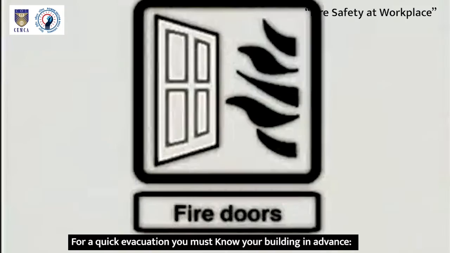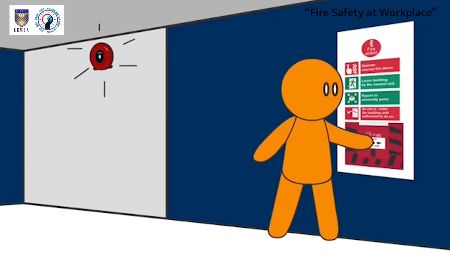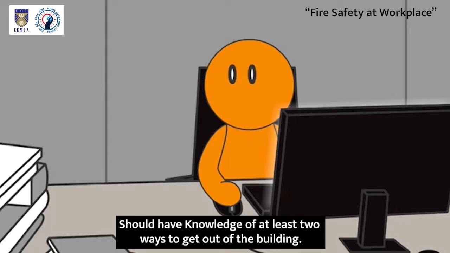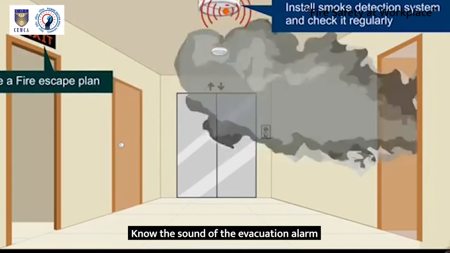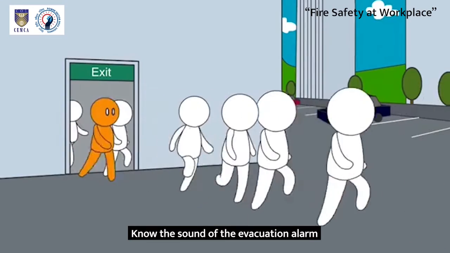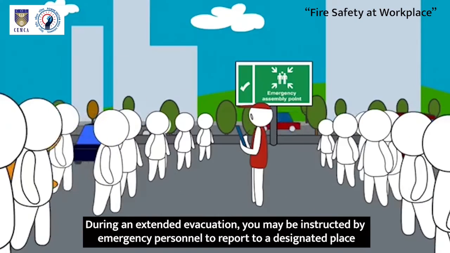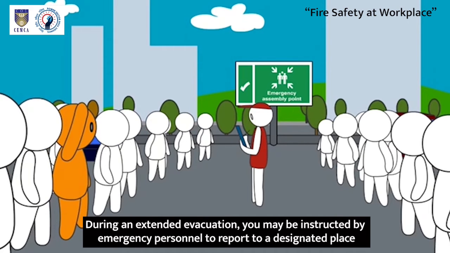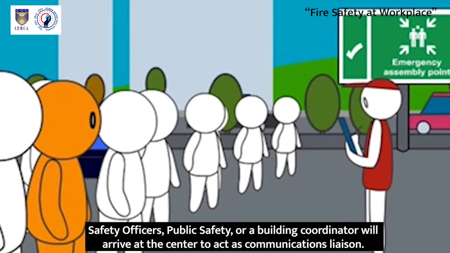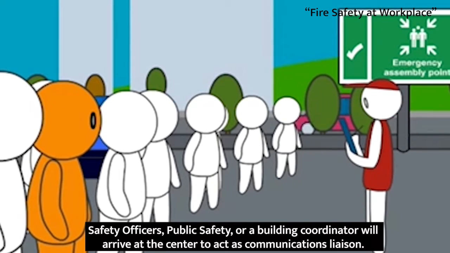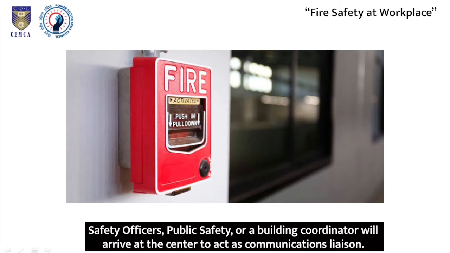For a quick evacuation, you must know your building in advance. 1. Know the nearest exit. 2. Should have knowledge of at least 2 ways to get out of the building. 3. Know the sound of the evacuation alarm. During an extended evacuation, you may be instructed by emergency personnel to report to a designated place for short-term emergency evacuation. Members of the Critical Incident Response Committee, safety officers, public safety or a building coordinator will arrive at the center to act as communications liaison.